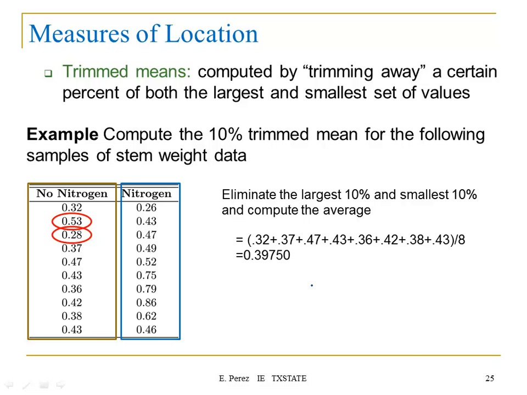So you do the same process. You basically delete the largest number from that sample. In this case, it's going to be 0.86. And the smallest one is 0.26. And then compute the sample average. Any questions? Okay. Are these concepts clear? Sample mean, median, and trimmed mean?